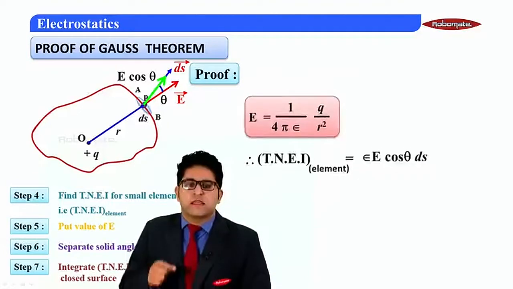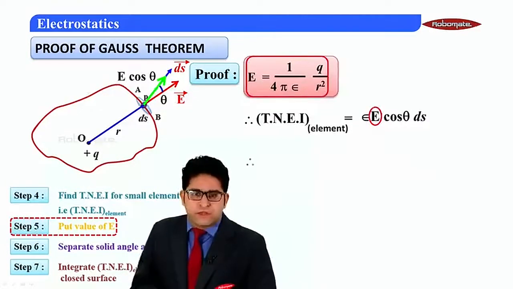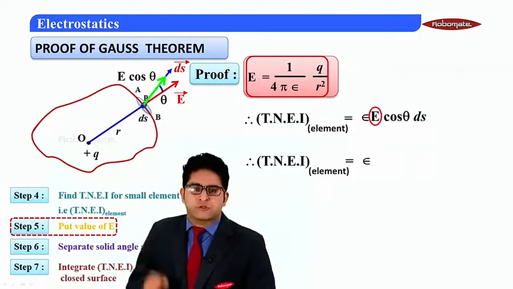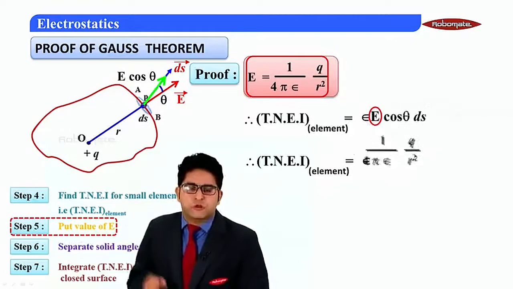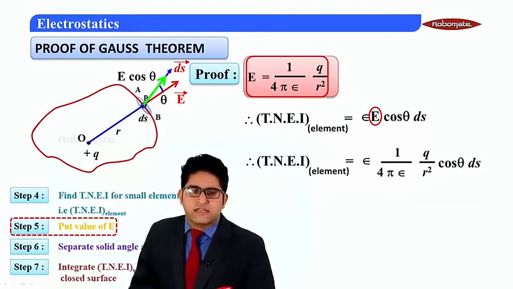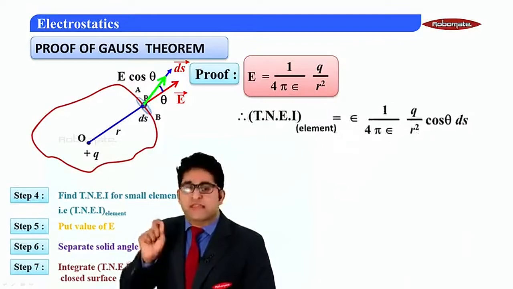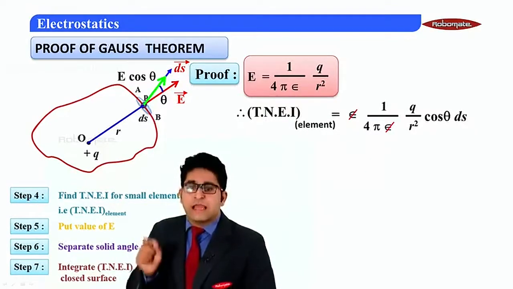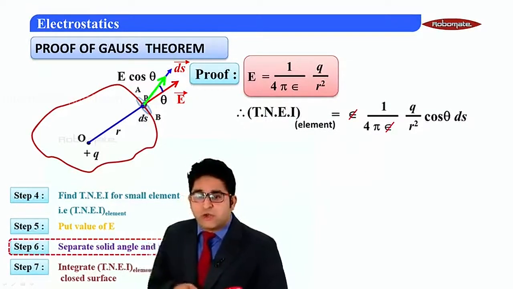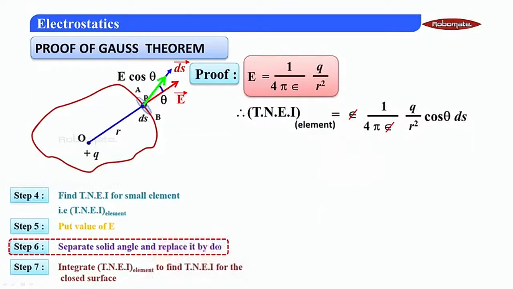Now let's move further. Let's put the value of E in it, right? So after putting, I'll get epsilon into 1 by 4 pi epsilon q upon r square cos theta dS. Now let's move further. We'll cancel out epsilon, right? And lastly, we'll separate solid angle and we'll replace it by d omega. What is value of solid angle? It is dS cos theta upon r square, right?